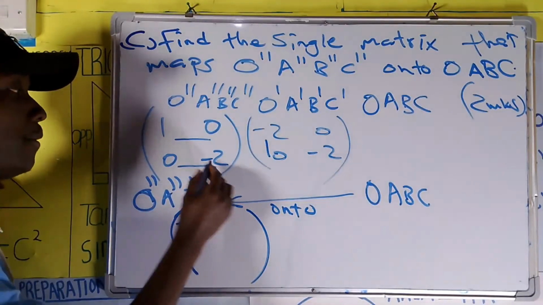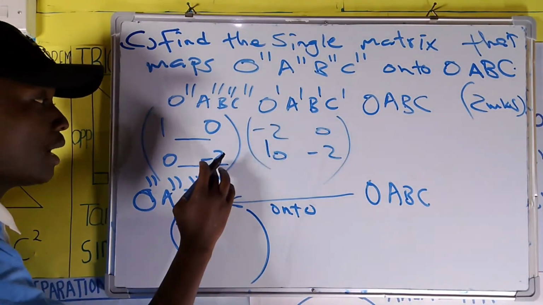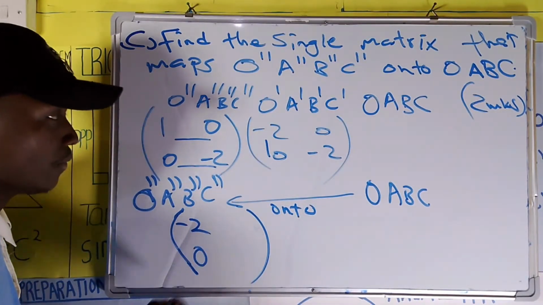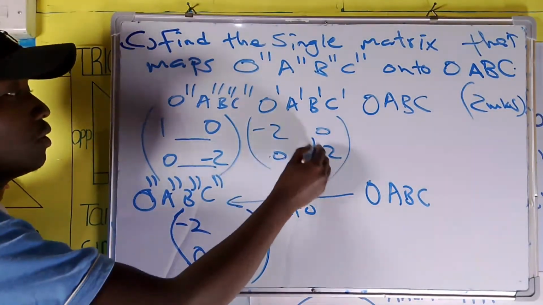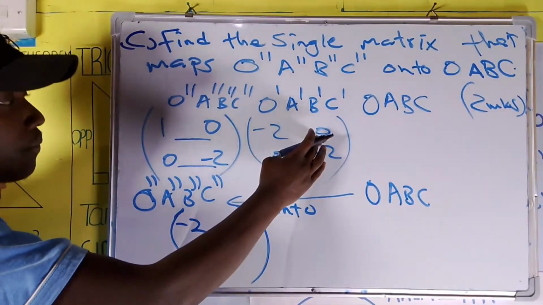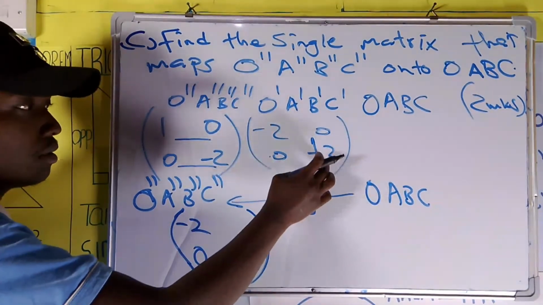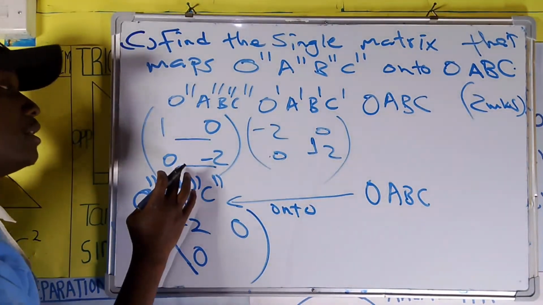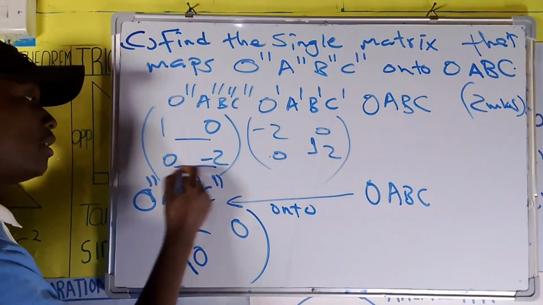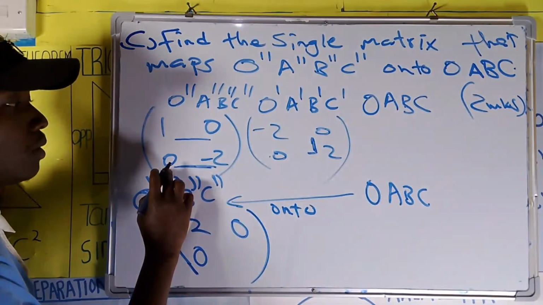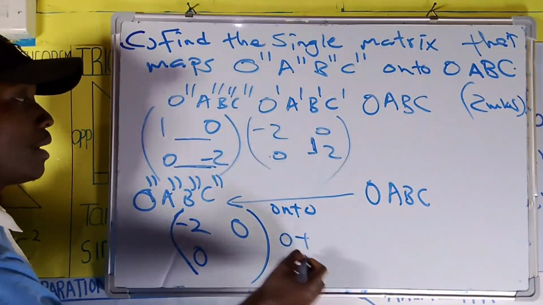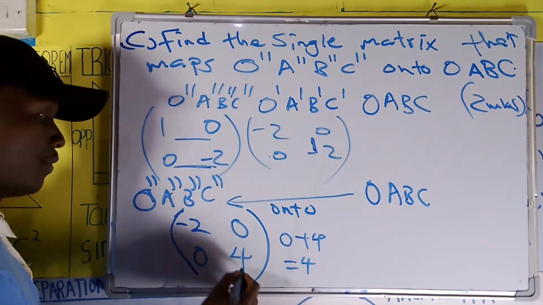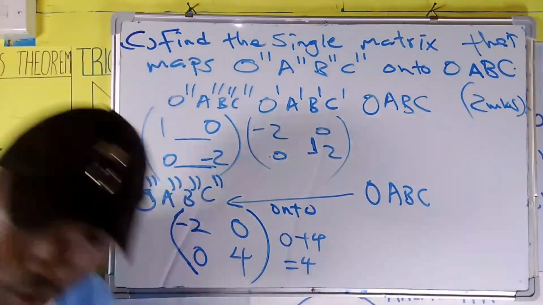Then we go to the bottom. 0 times -2 is 0 plus -2 times 0 is 0. So that one will give us a 0. Then the last one: 1 times 0 is 0 plus 0 times 2 is 0. So that will give us a 0. Then for the bottom one, 0 times 0 is 0 plus -2 times -2 is 4. So 0 plus 4 is 4. So this will be the single matrix.